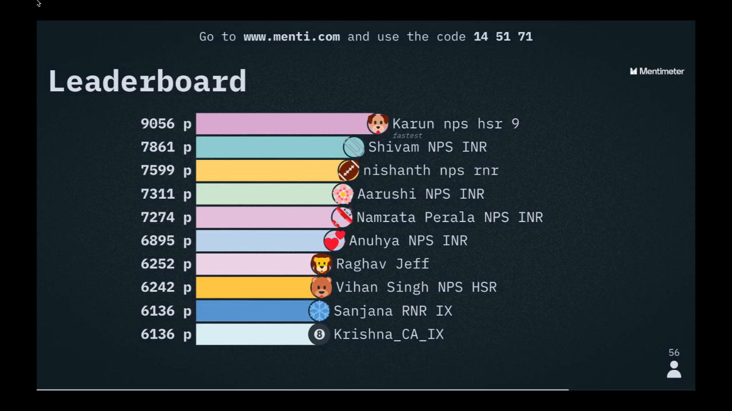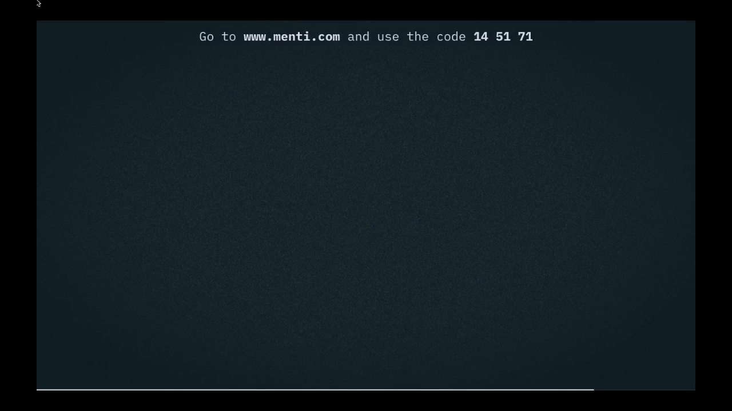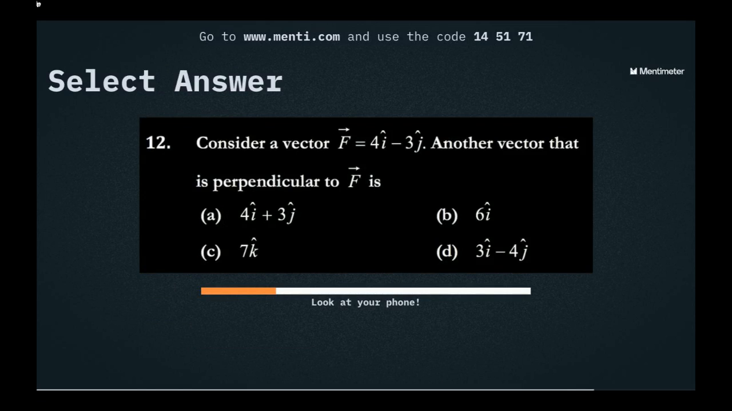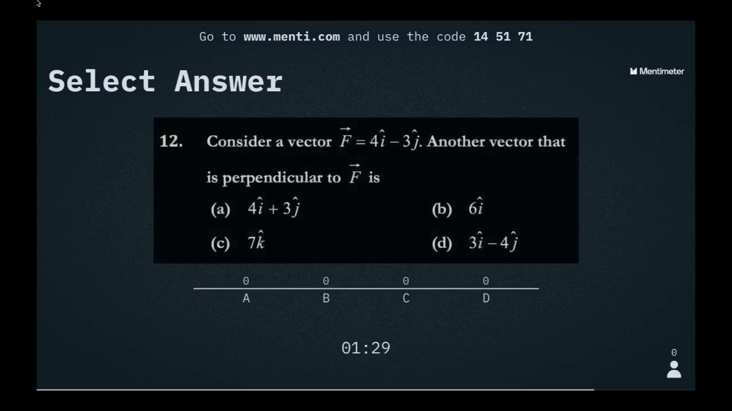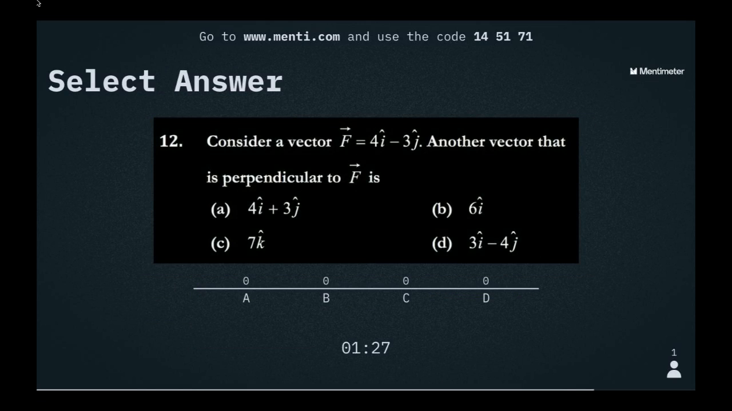Very good. Here we go to the next question. Consider a vector F. Another vector that is perpendicular to F is.